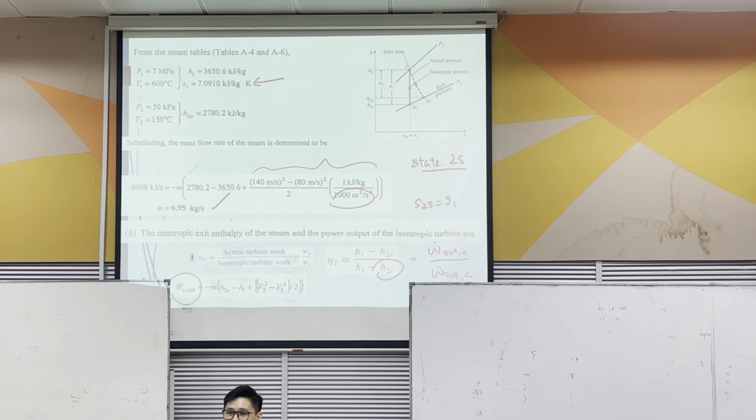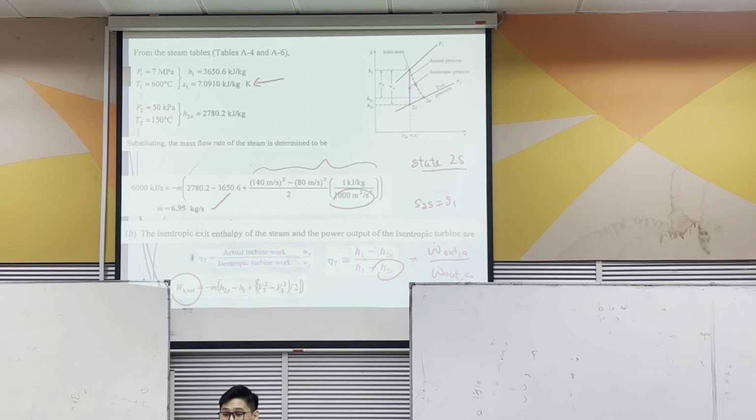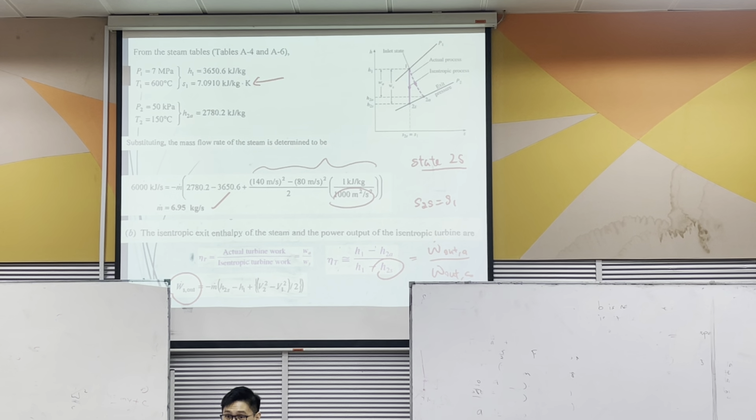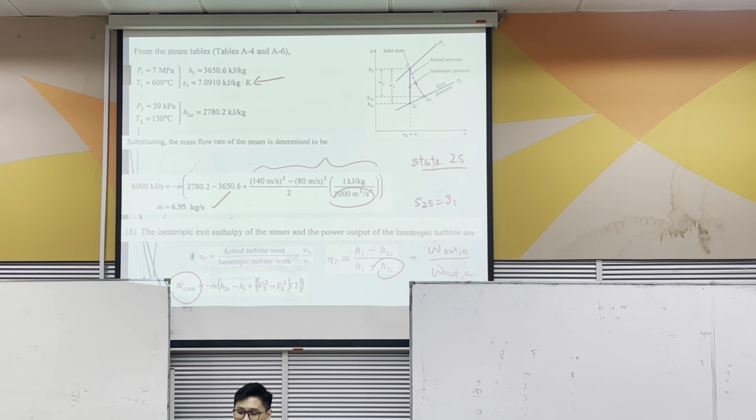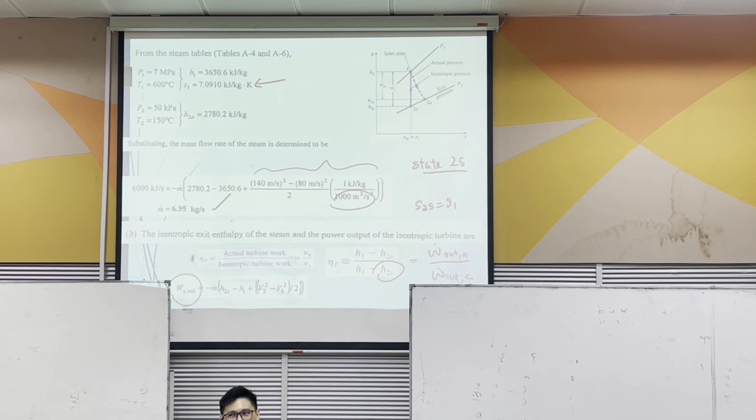There's no quantity in this case, because there's no information on that, so we cannot assume that. The hint here is in the diagram. It is also something that I forgot to talk about just now when I talked about isentropic efficiency. So try to observe.